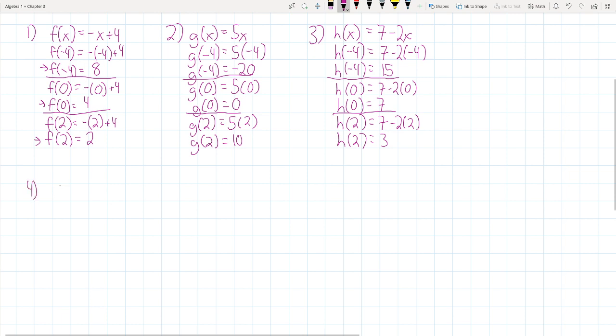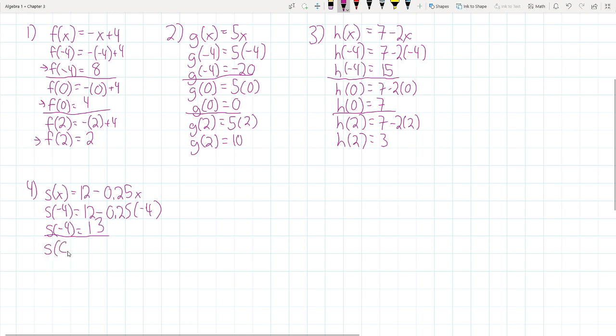Let's do number 4. S of x equals 12 minus 0.25x. So S of negative 4 equals 12 minus 0.25 times negative 4. Negative 0.25 times 4 is 1. Negative and negative make a positive, so this turns into 13.